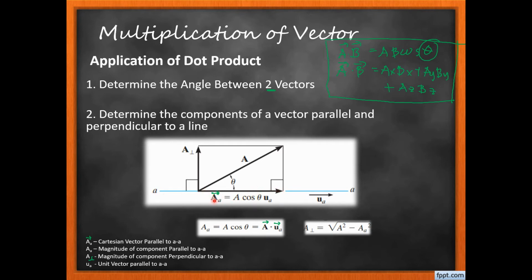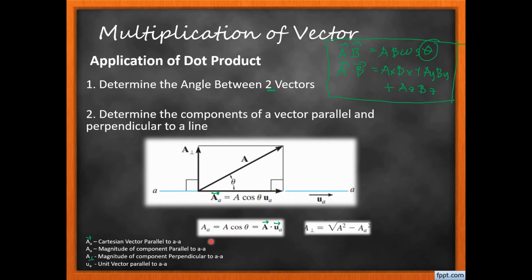So yung component of vector A parallel to A in Cartesian vector form. So ito yung gagamitin nating notation, A subscript A na mayroong arrow sa ibabaw. Siyempre yung A na yon is scalar and yung unit vector na yon is the unit vector parallel doon sa ating reference line na A dash A. Ito yung A dash A natin. So yung unit vector ay manggagaling dito sa A dash A natin.